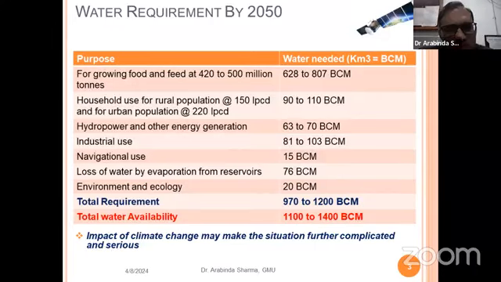So the first is to grow food, the irrigation facility we have to provide. By 2050, that will need a very huge amount of water for irrigation purposes, and that amount is around 628 to 807 billion cubic meters. So by 2050, our irrigation water requirement will increase to somewhere between 628 and 807 billion cubic meters, right?